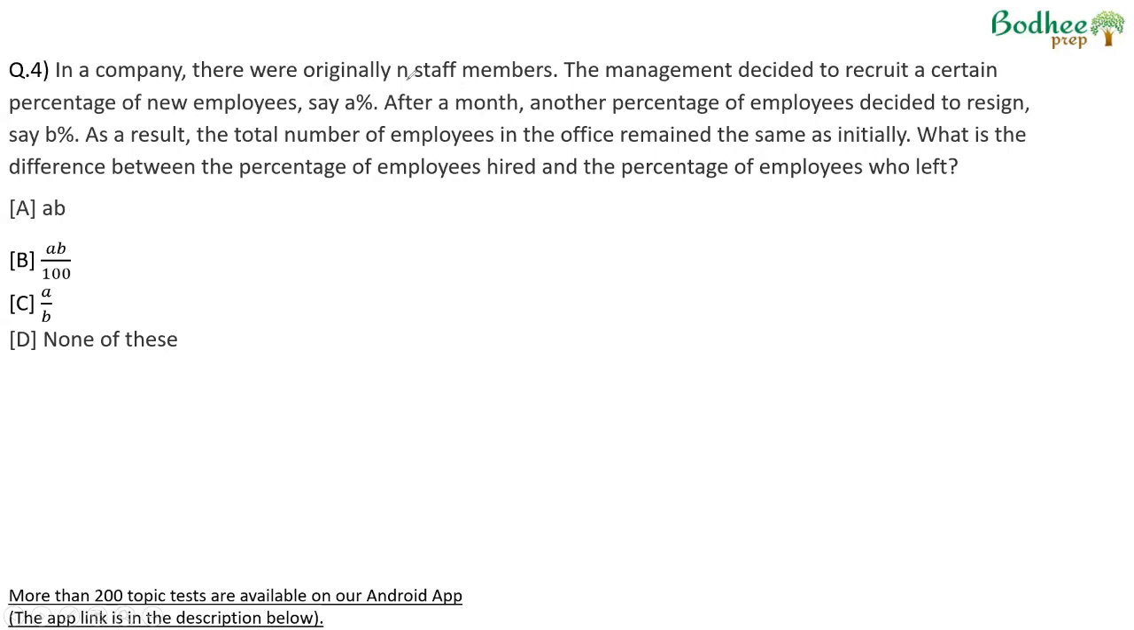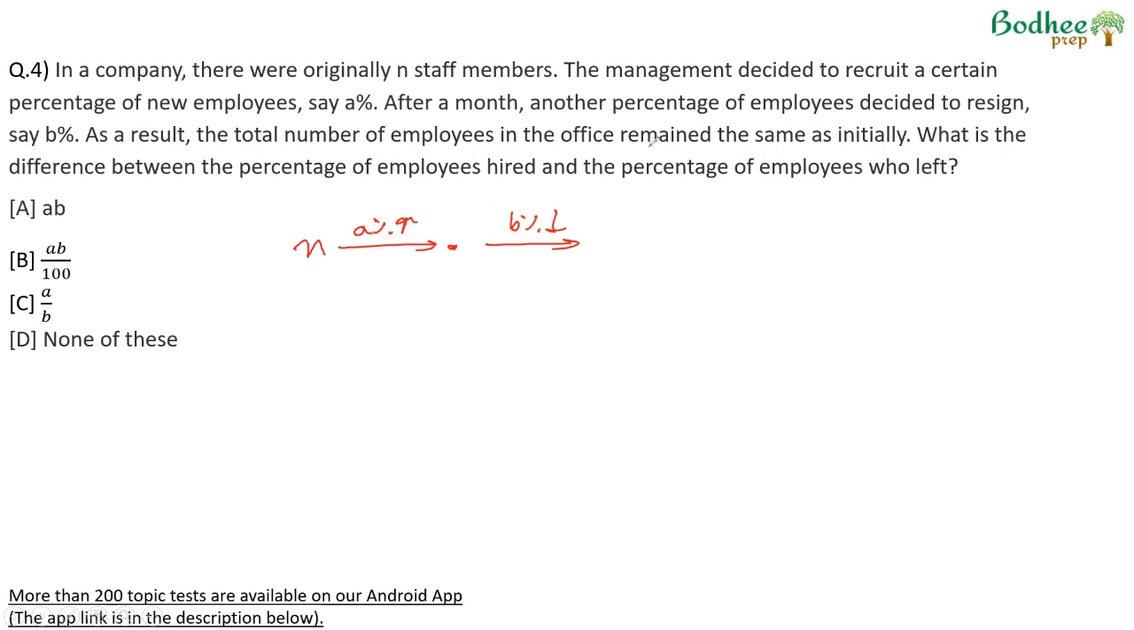In a company, there were originally N staff members. The management decided to recruit a certain percentage of new employees, so A%. So this N is increased by A%. After a month, another percent of employees decide to resign, say B%. So whatever number of employees were there, B% of that decided to resign. So the value will decrease by B%.